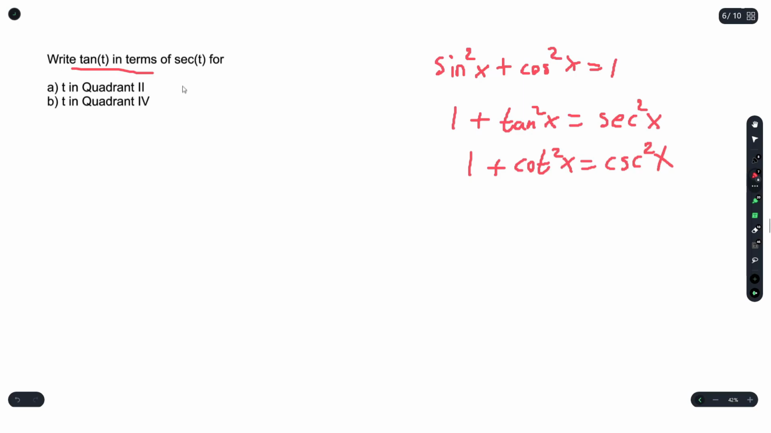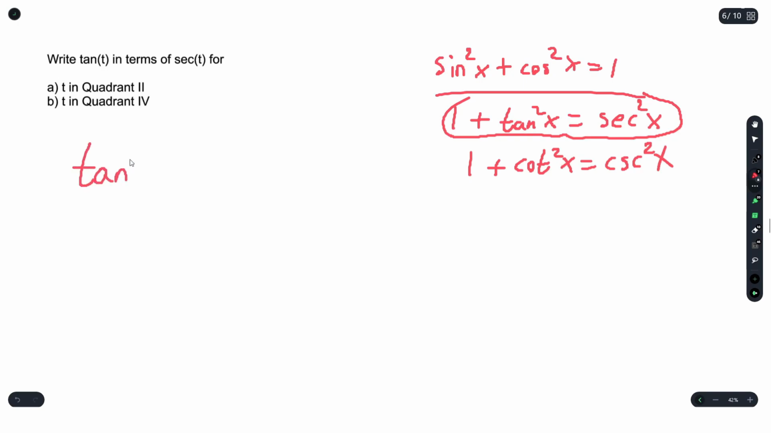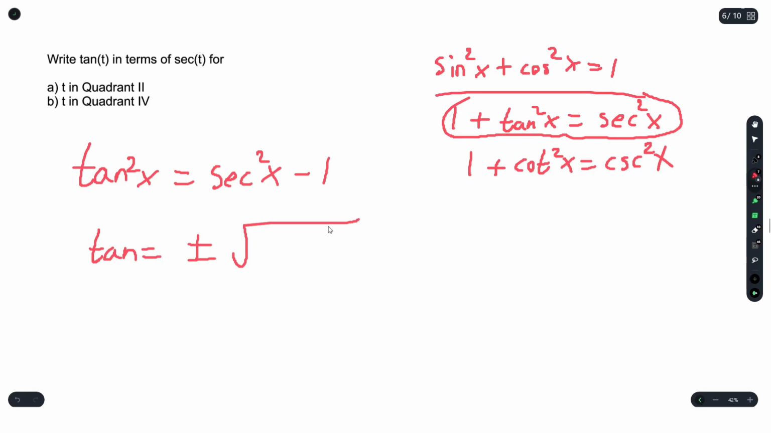So write tan in terms of secant, so we're going to use the second one here. We have to isolate tan. So tan squared x equals secant squared x minus 1, then take the radical of both sides, so tan is equal to plus or minus radical secant squared x minus 1.